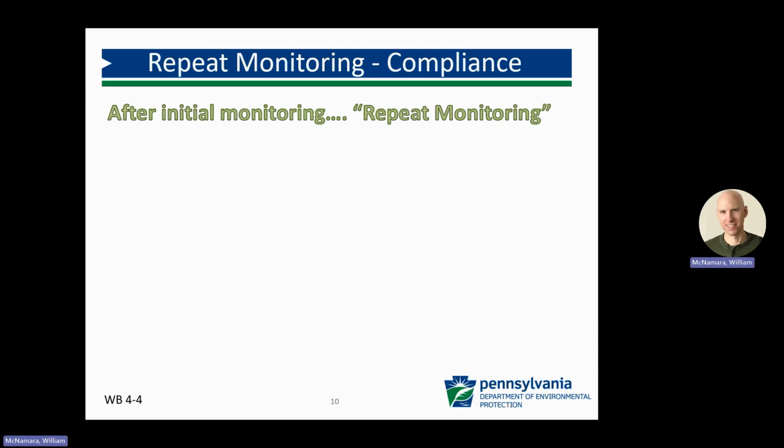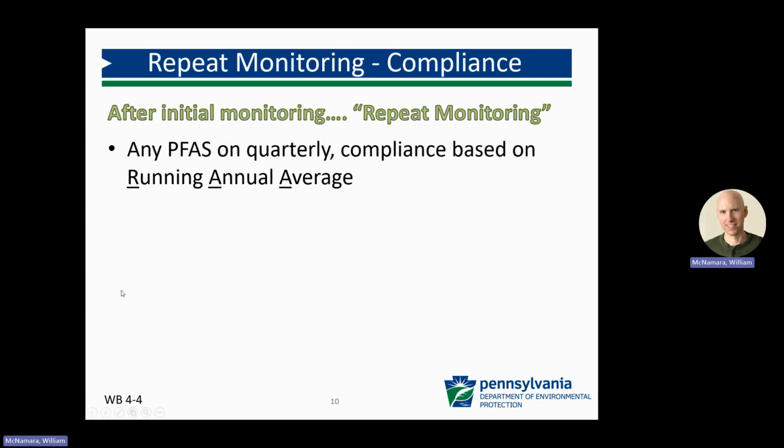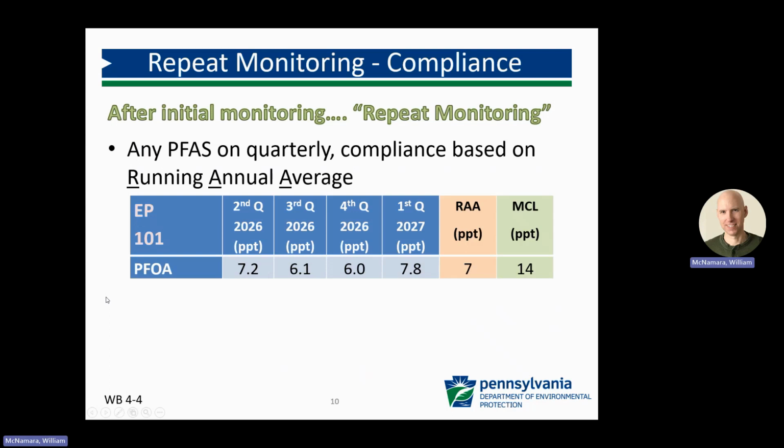So then after initial monitoring, you start what is called repeat monitoring. So for any PFAS contaminant on quarterly monitoring, compliance is still based on the running annual average, even in repeat monitoring. So we see that here. As an example, this system stayed on quarterly monitoring. And again, just like in initial monitoring, all compliance is based on the running annual average like shown here. And the running annual average here was 7 for PFOA. So we're looking good. It's below the MCL of 14.